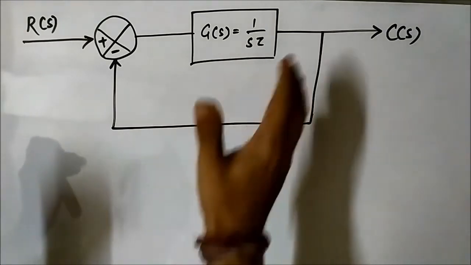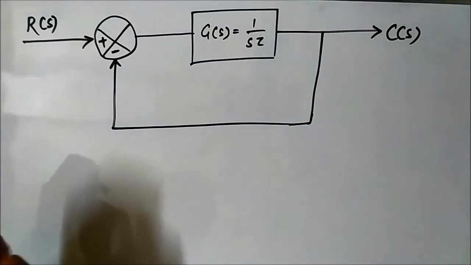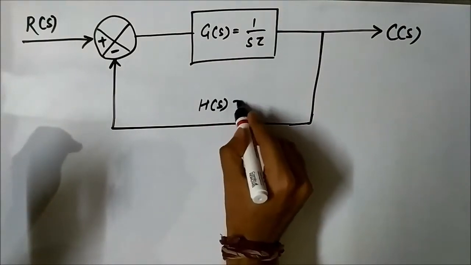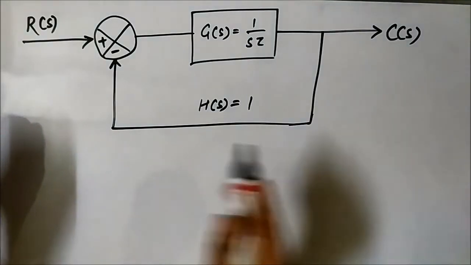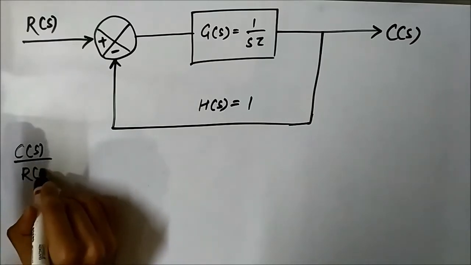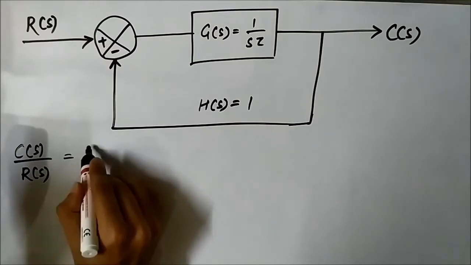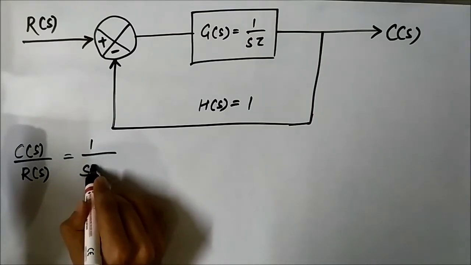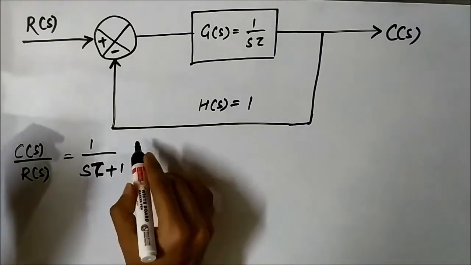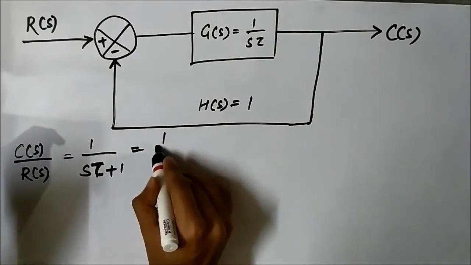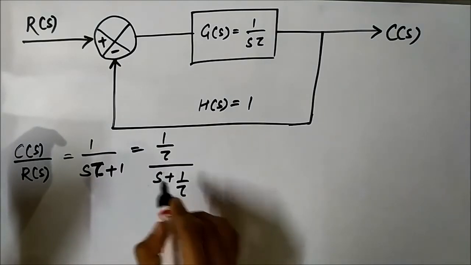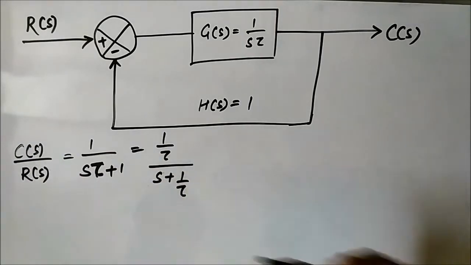Okay, so this is again a standard representation of a first order system, and we have again a unity, negative feedback system, and the closed loop transfer function C(s)/R(s), I'll write it down directly, which is 1/(sτ + 1), or we can write it as (1/τ)/(s + 1/τ). Okay, both ways of representing the closed loop transfer function.